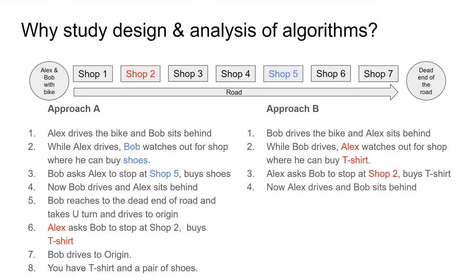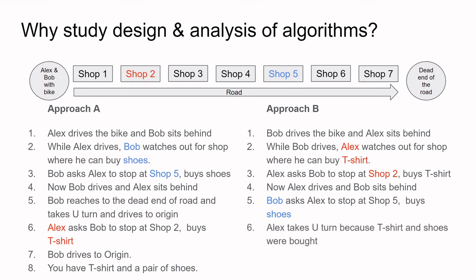And now Alex drives and Bob sits behind, and they proceed on their journey toward the dead end of the lane to scan all the shops. So Bob asks Alex to stop at shop 5 and buy the shoes. At this point, both Bob and Alex are done with purchasing the T-shirt and shoes. So now Alex takes a U-turn right at shop 5 and drives to the origin, and you end up with a T-shirt and a pair of shoes.